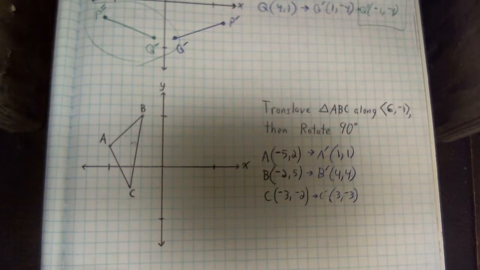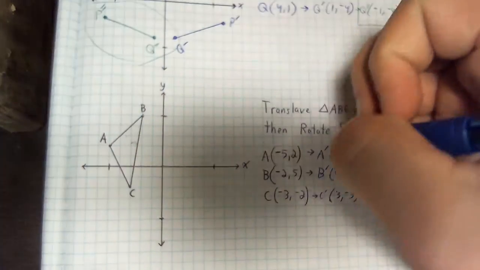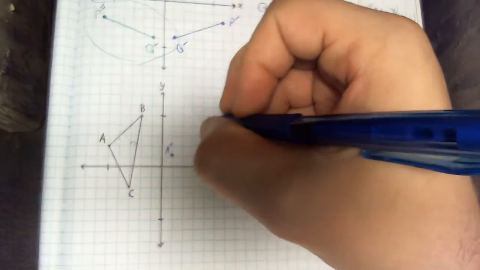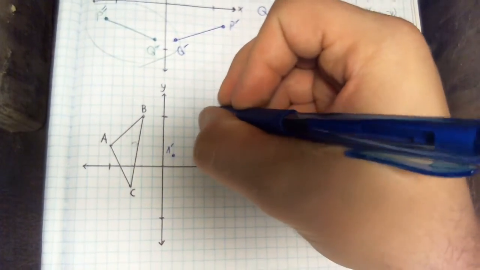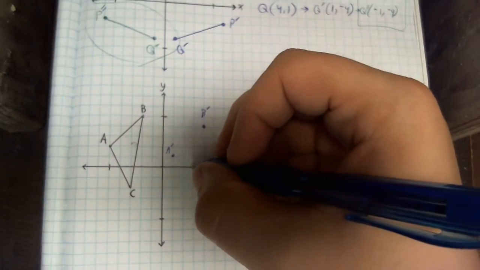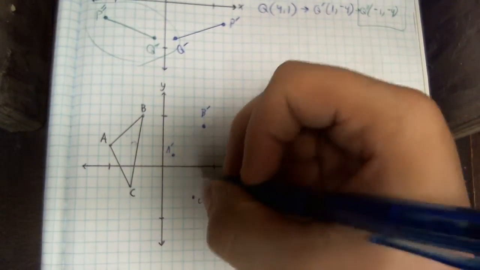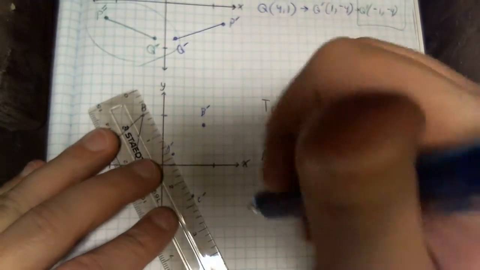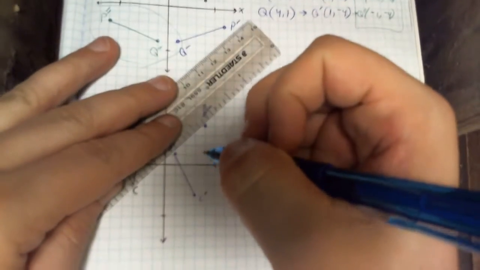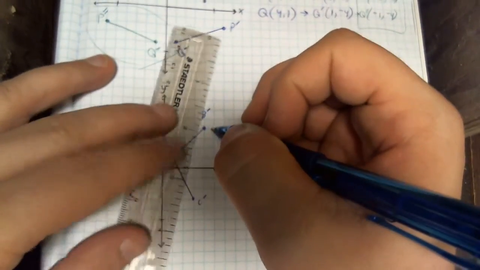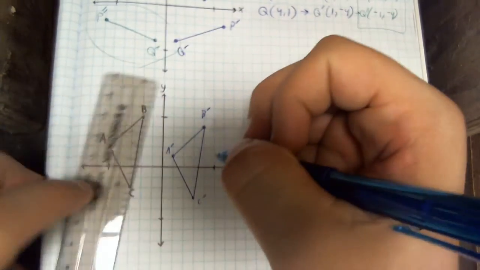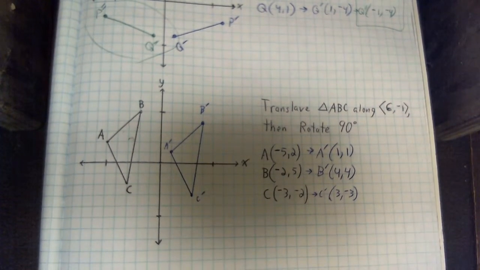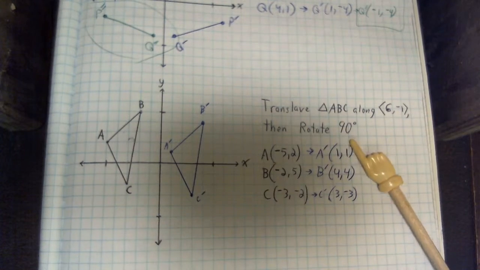So we know where our first movement is. It's going to be here at 1, 1 for A prime, 4, 4 for B prime, and 3, negative 3 for C prime. Again, let's just take a quick second to connect all of our points. Something to take note of, notice how it's the exact same shape, we've just moved it over. We still have to rotate 90 degrees.